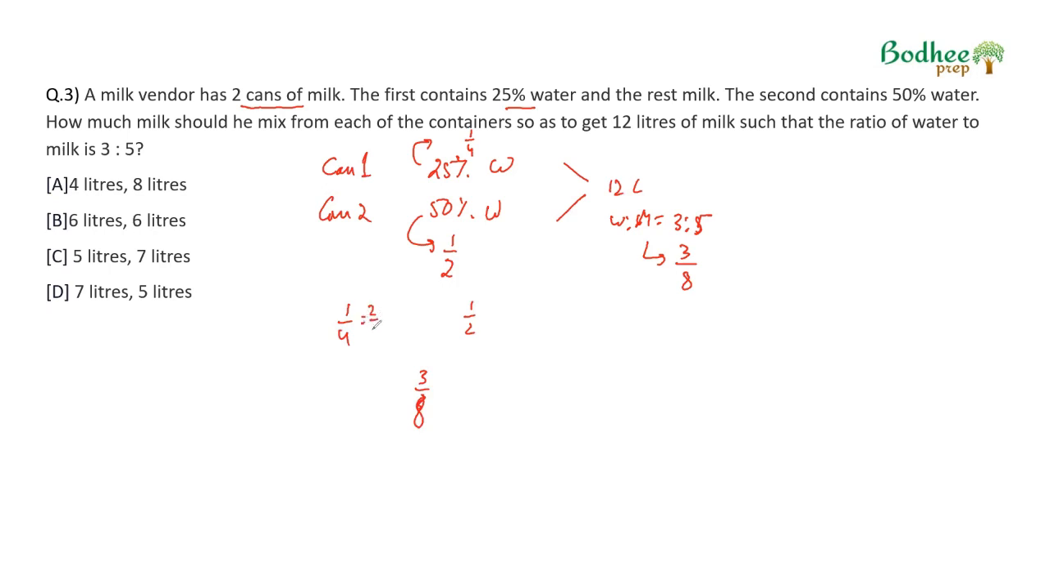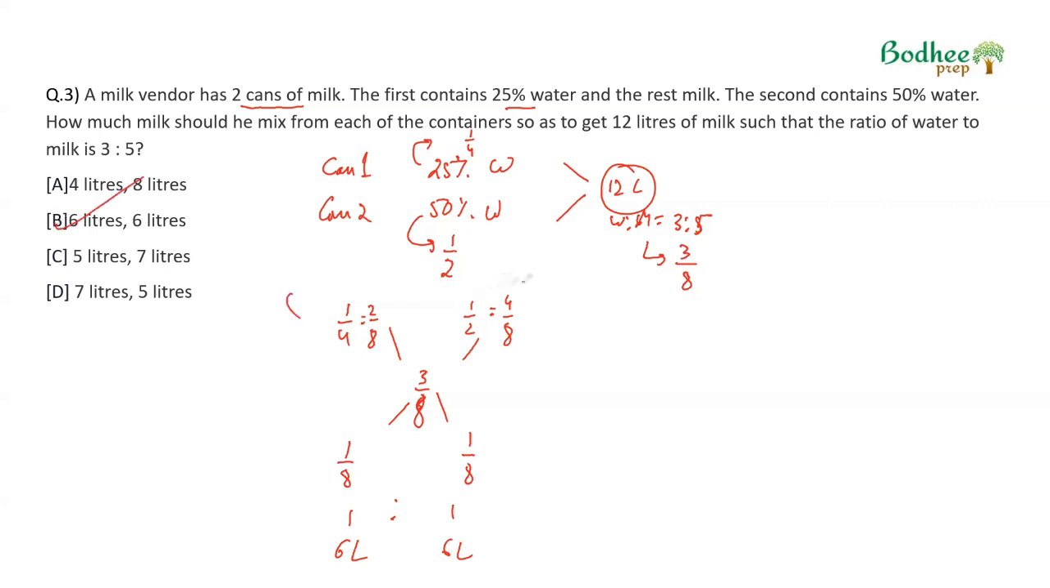1/4 becomes 2/8. 1/2 becomes 4/8. So if we take the difference, this is 3/8 minus 2/8, which is 1/8. 4/8 minus 3/8, which is 1/8. So the volume of the two should be in the ratio 1:1. Since we need 12 liters of the solution, they should be equally divided. So 6 liters and 6 liters should be mixed.